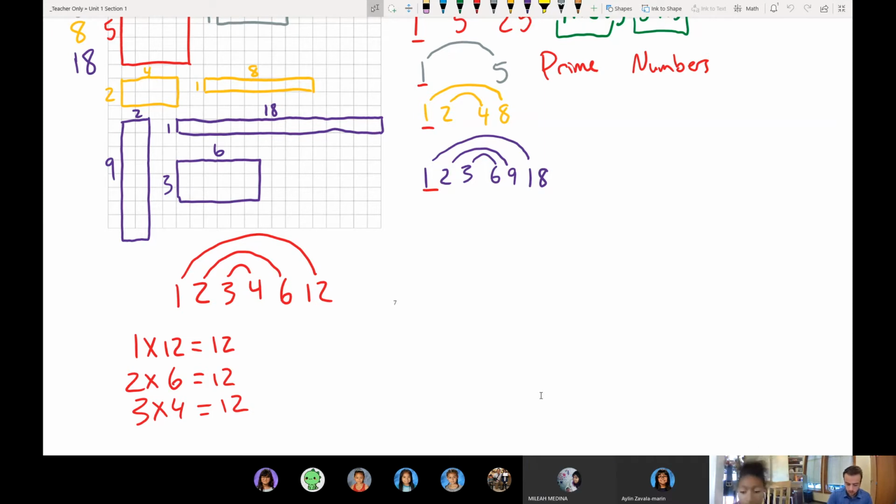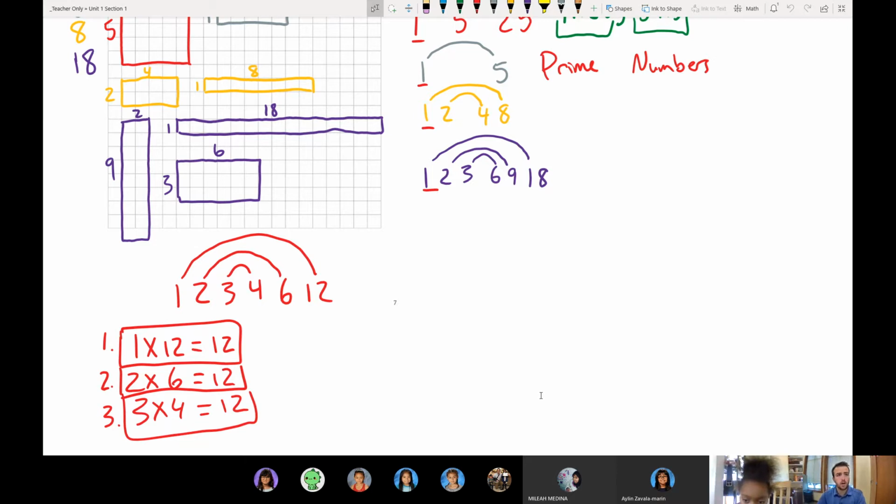There are 3 lines or arcs connecting things in the rainbow. There's also 3 ways to multiply whole numbers to get 12. Right? There's 1, there's 2, there's 3. If we decided to draw rectangles, we'd have 3 rectangles as well. They always match together because it's pulling from the same information. All right, good job, Tania.